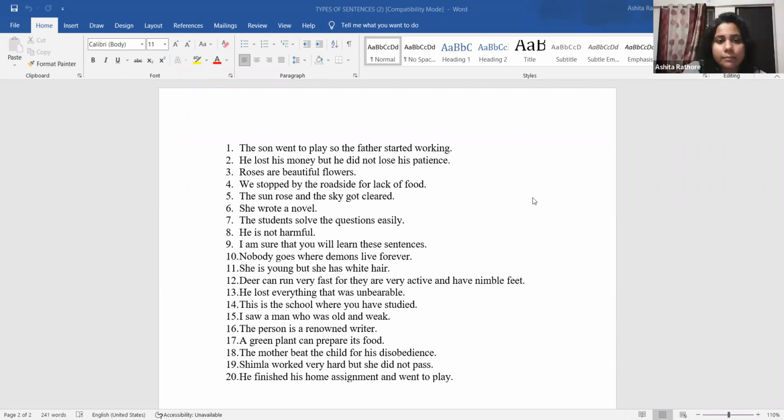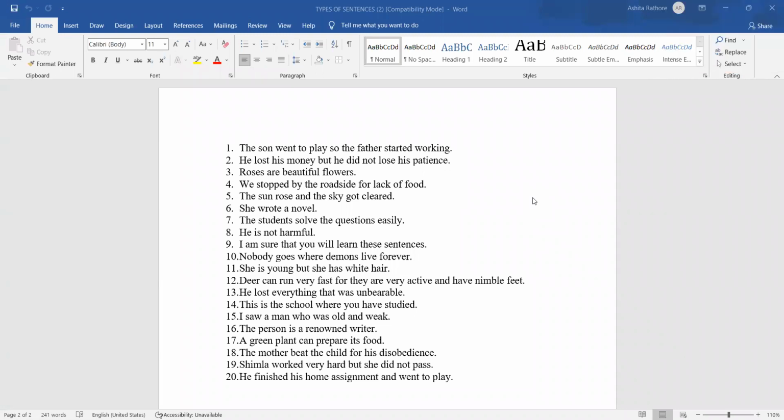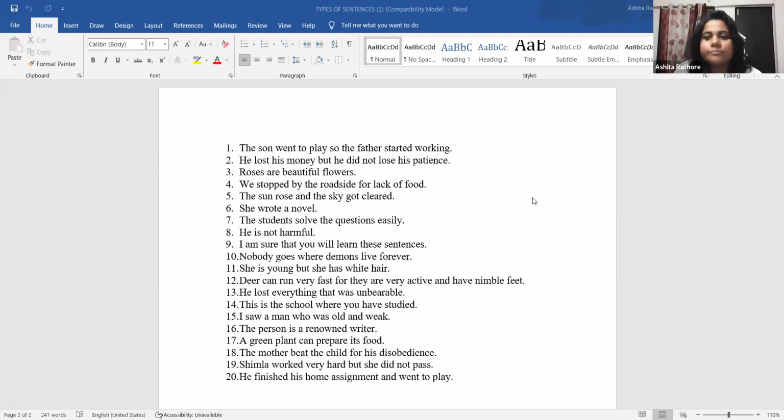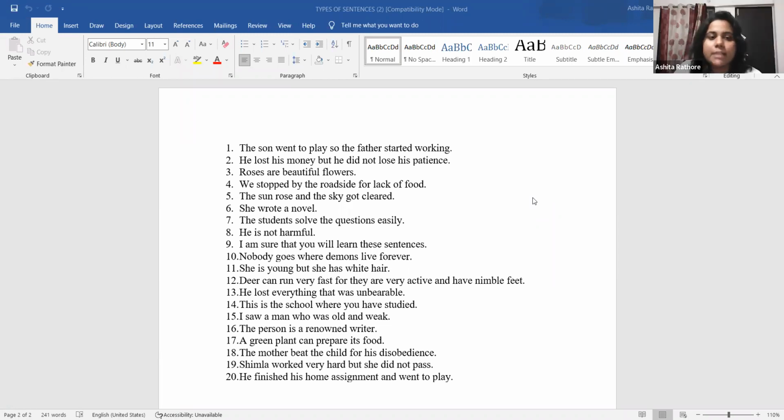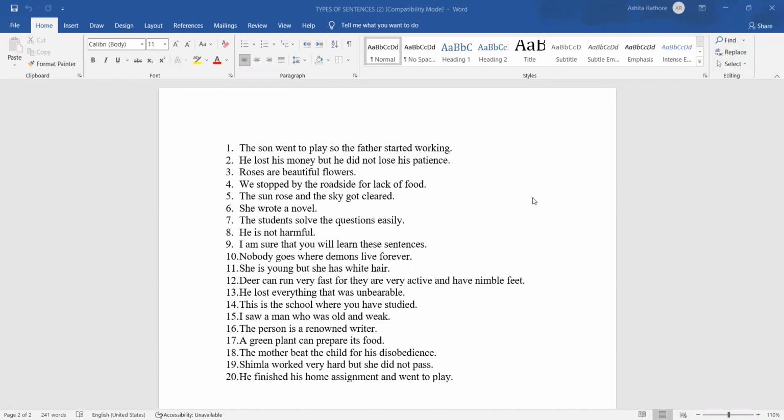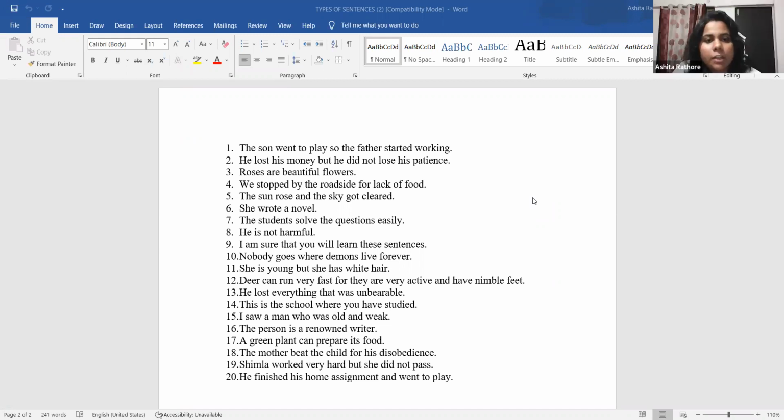Next, Sanskriti. Sixth. Ma'am, I just joined, so I have no idea exactly what are we doing. Okay. Fine. Ma'am, 6 is a simple sentence. Yes, it's a simple sentence. Very good. Next, Angel. 7. Ma'am, 7th is also a simple sentence. The students solved the questions easily. Okay, very good. Then 8.